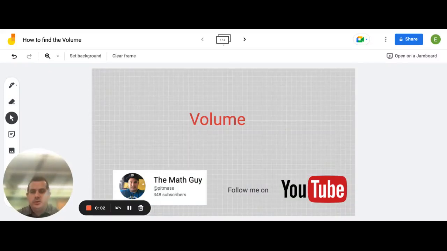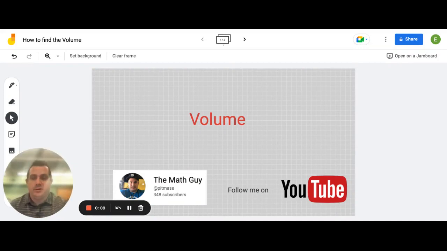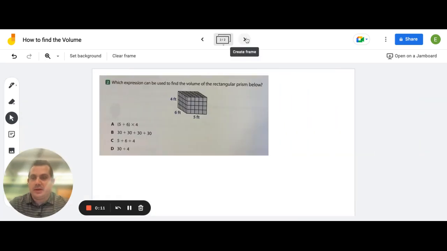Okay, just going to do this quick video on volume. This is a good volume problem I found in one of our books. So let's get right to it. This problem says, which expression can be used to find the volume of a rectangular prism below? All right, so let's take a look.